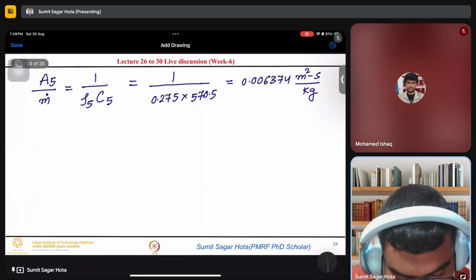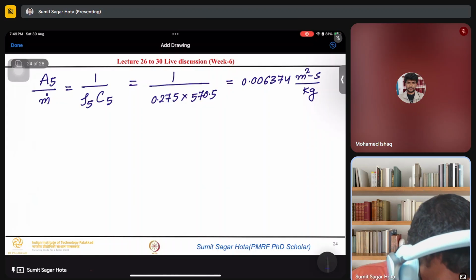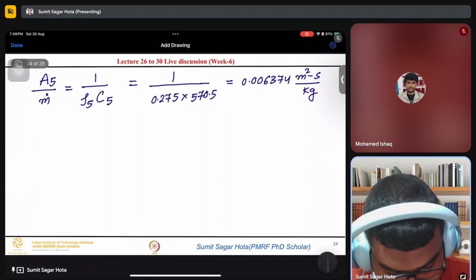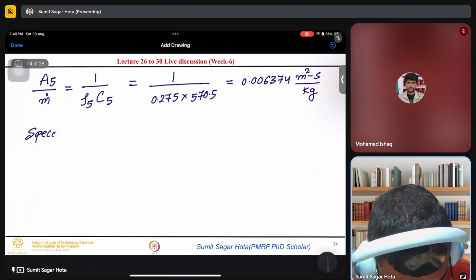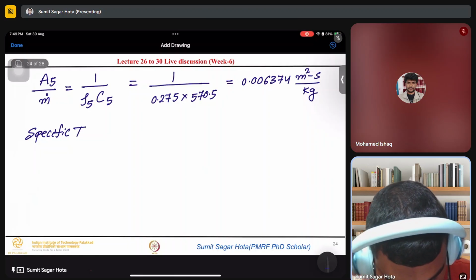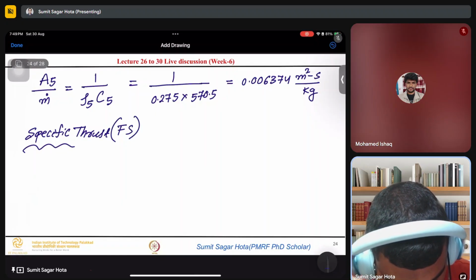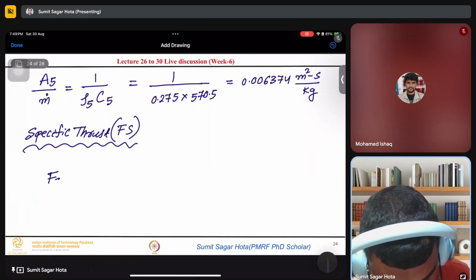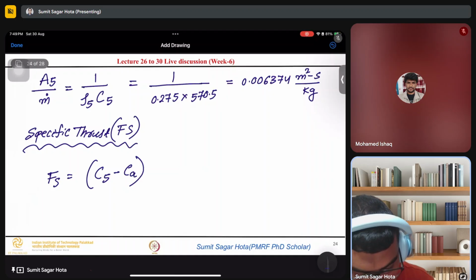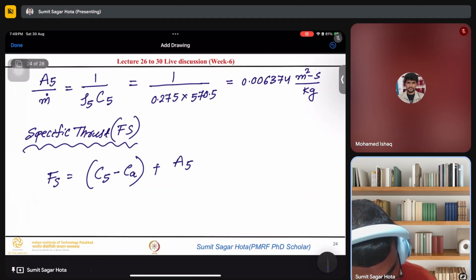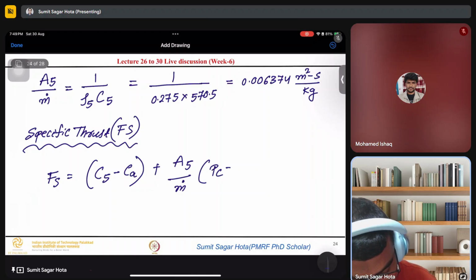Just now it's about to get over. Okay, now we can find out the specific thrust Fs. So Fs is equal to C5 minus Ca. C5 is the critical condition, Ca is the ambient condition, plus A5 by m dot into (PC minus PA), PC as the critical condition, PA as your ambient.